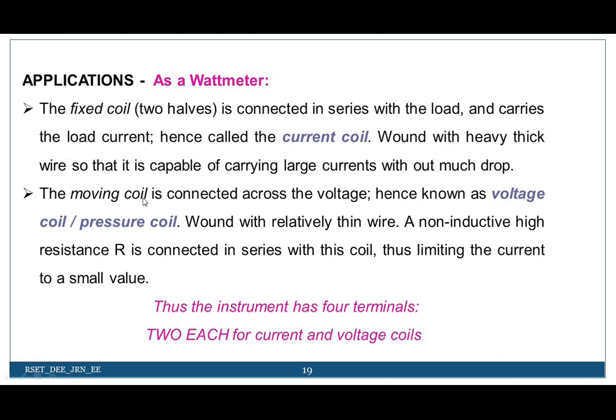Now the moving coil is connected across the voltage, hence known as voltage coil or pressure coil, wound with relatively thin wire. A non-inductive high resistance is connected in series with this coil, thus limiting the current to a small value. Thus, this particular instrument, when it is used as a wattmeter, will have 4 terminals, 2 for the current coil and 2 for the voltage coil.